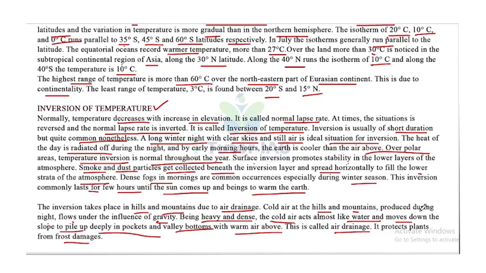Being heavy and dense, the cold air acts almost like water and moves down the slope to pile up deeply in the pockets and valley bottoms with warm air above. This is called air drainage, and it protects plants from frost damage. So that's about the inversion of temperature.